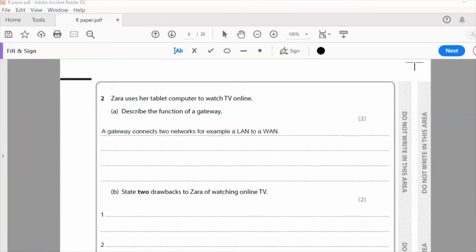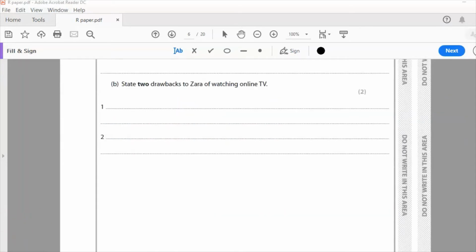So here's my answer. A gateway connects two networks, for example, a LAN, a local area network that you might have in school, connecting you to the WAN, the wide area network. And the example of a WAN is connecting you to the internet.